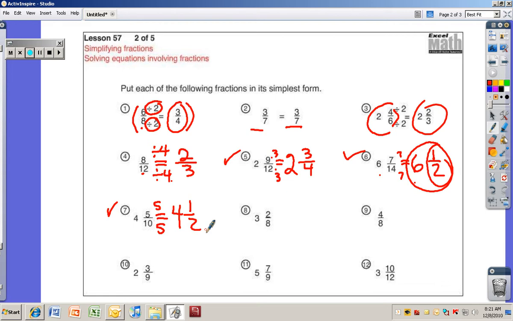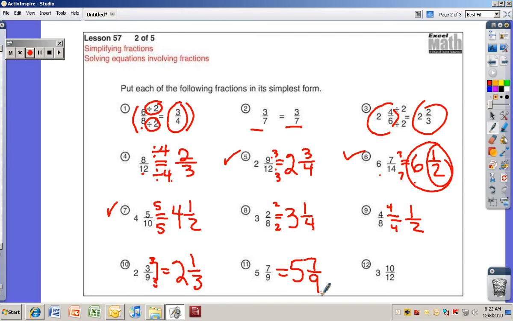Okay, why don't you go ahead and do 8 through 12. Pause the video and turn it back on when you're ready to see the solutions. 3 and 2/8 is equal to 3 and 1/4. 4/8 divided by 4 is equal to 1/2. And 2 3/9, you can divide top and bottom by 3 here, and you get 2 1/3. 5 7/9, there is no number that you can divide 7 and 9 by to simplify that, so the answer is still 5 7/9. And 3 10/12, you can divide numerator and denominator by 2, so the answer is 3 5/6.